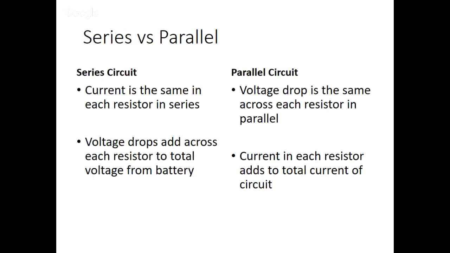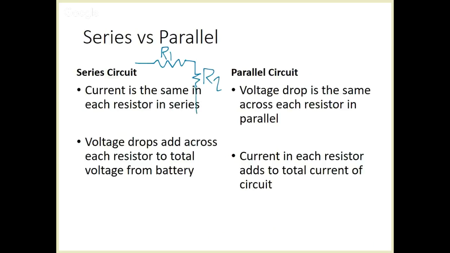And we got different types of circuits, series versus parallel. In a series circuit, the current is the same. It has to be, because quite literally, there is nowhere else for the current to go. You've got to go through one resistor, then through the next resistor, and at no point can the current branch off and go in a different direction.